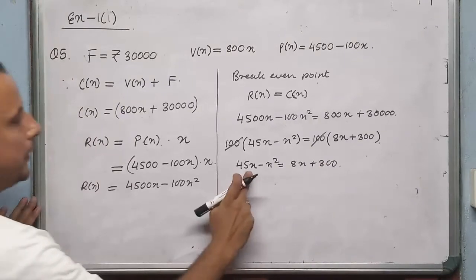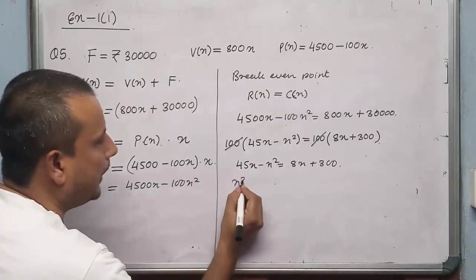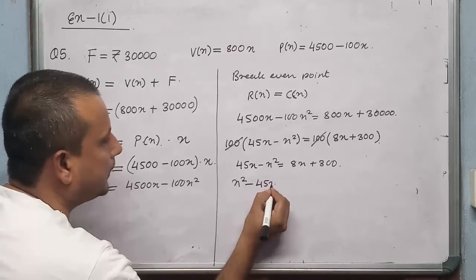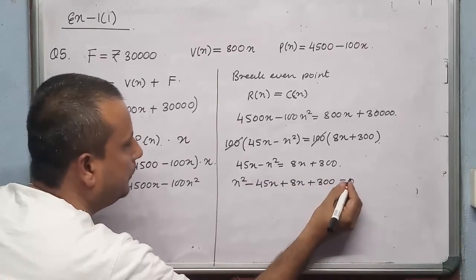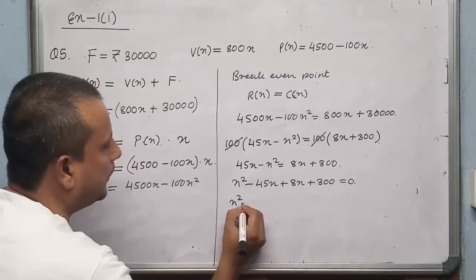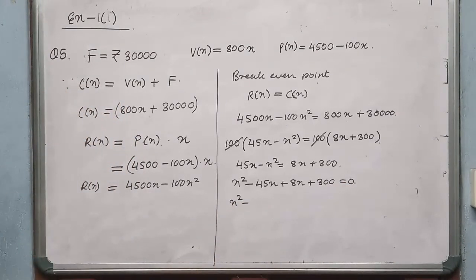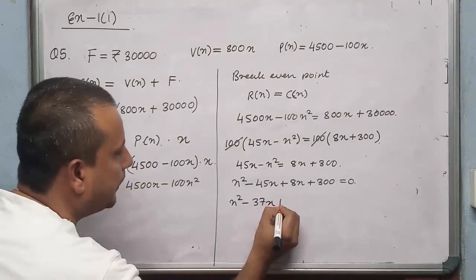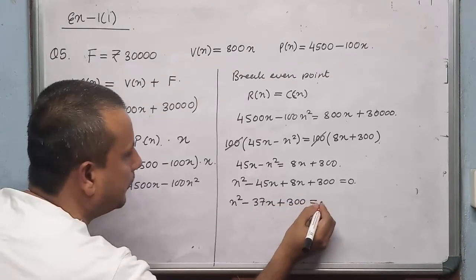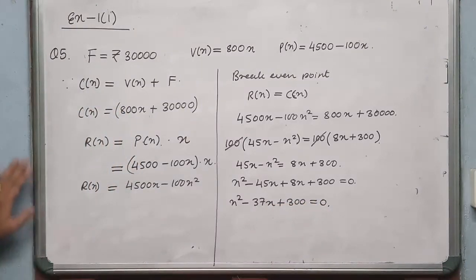Now then, I'll bring these two quantities from the right hand side to the left hand side. It will be x square minus 45x plus 8x plus 300 equals to 0. Minus 45 plus 8 is minus 37x, so x square minus 37x plus 300 equals to 0. Now we have to factorize this quantity, x square minus 37x plus 300, by the middle term.